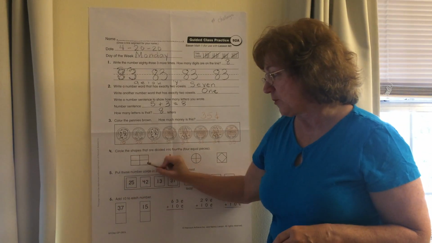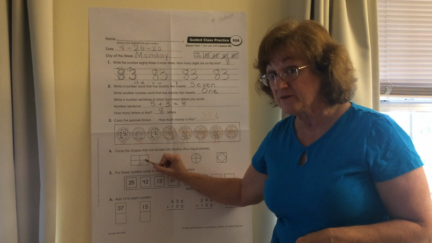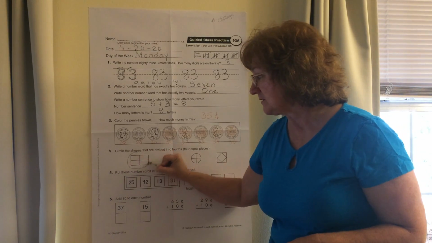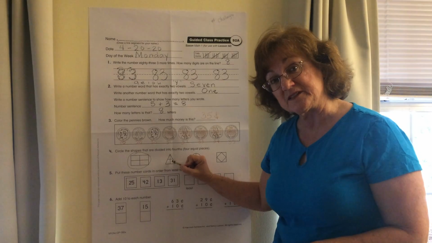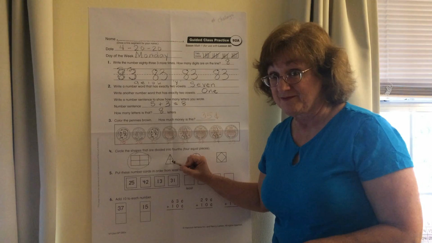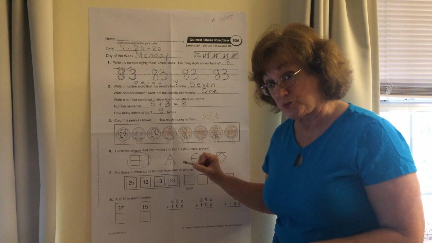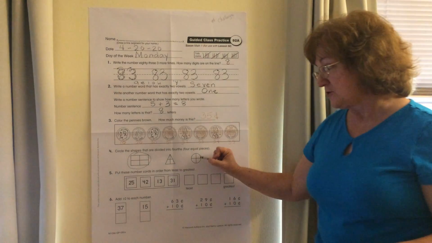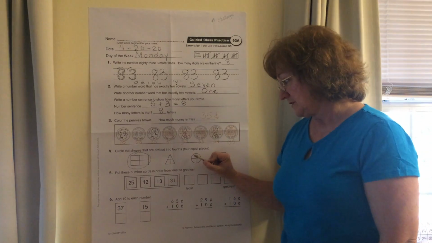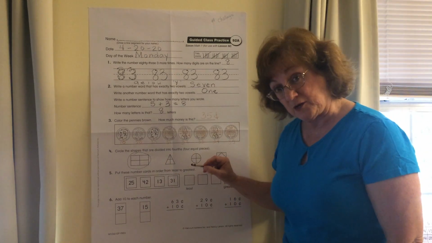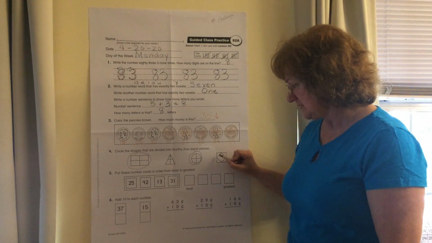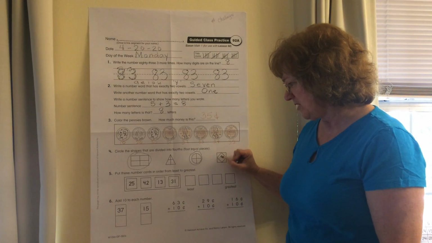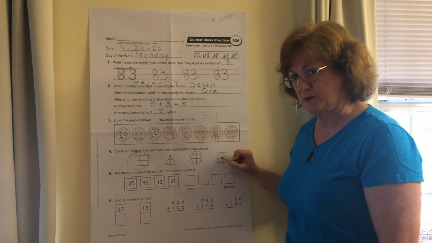1, 2, 3, 4. Do they all look equal? If they do, we're going to circle it. 1, 2, 3, 4. Are all of these pieces equal? No. The top pieces are smaller. How about the circle divided into fourths? Equal pieces. It's fair. And then this, 1, 2, 3, 4, and then a diamond shape in the middle. No.